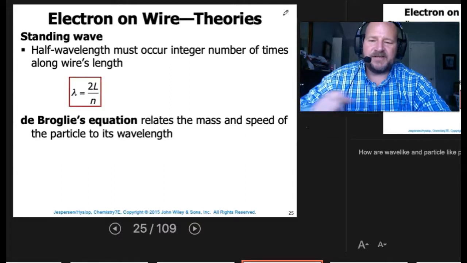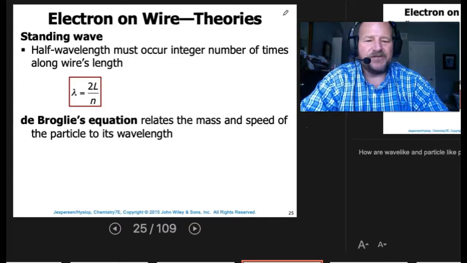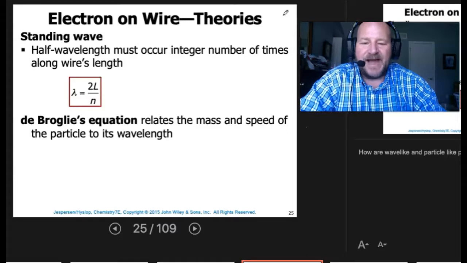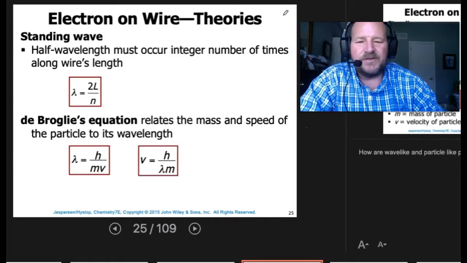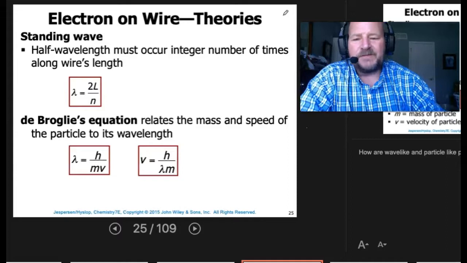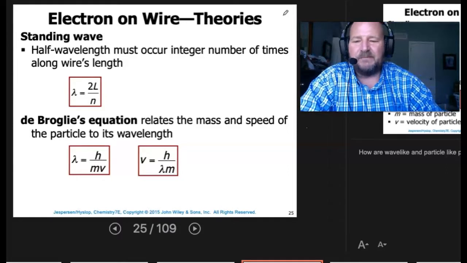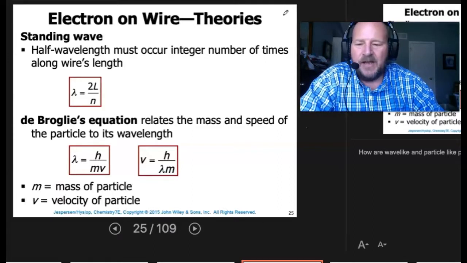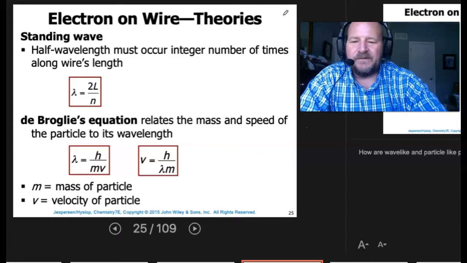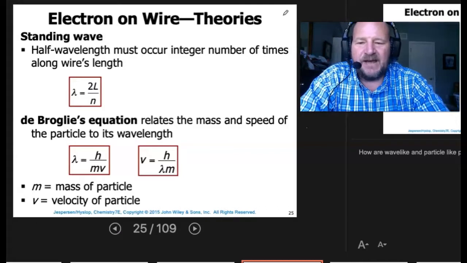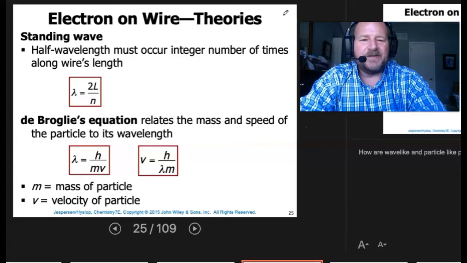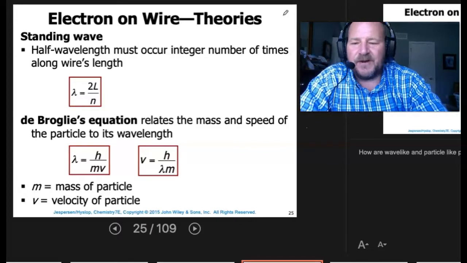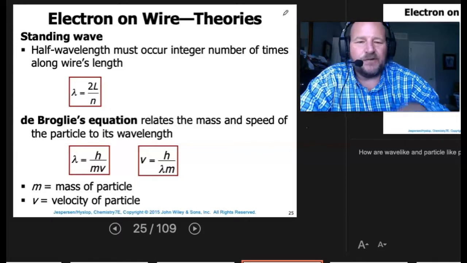Now, de Broglie is going to come along and set up an equation for this. He's going to relate the mass and speed of the particle to its wavelength, because we know that lambda must be equal to h over mv, where v is equal to h over lambda m, right? So m would be the mass of the particle, where v would be the velocity. So we're going to use 1/2 mv squared, and we're going to use what we know about lambda and energy. We're going to combine those and get lambda equals h over mv.